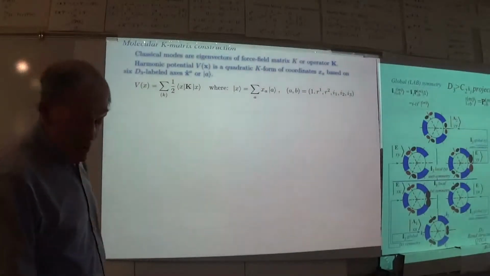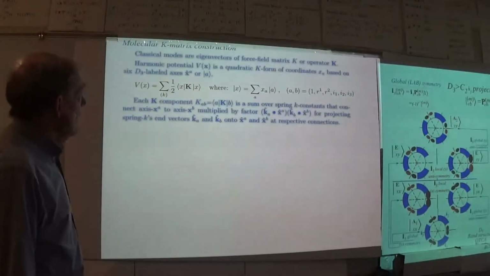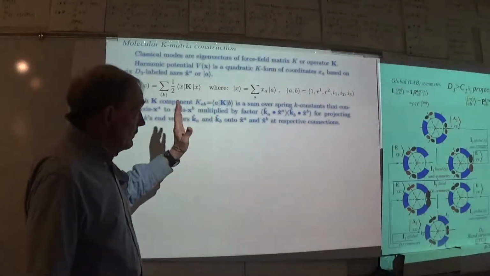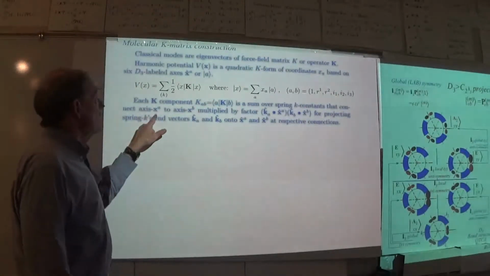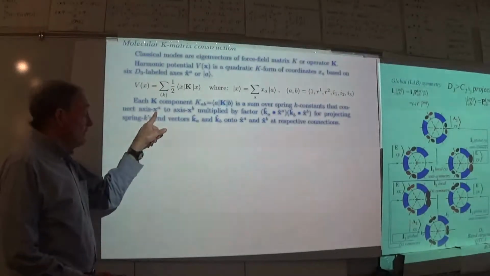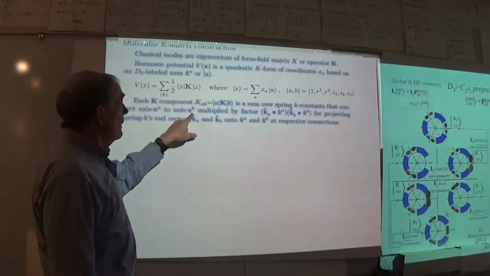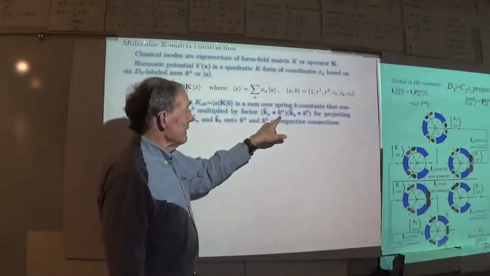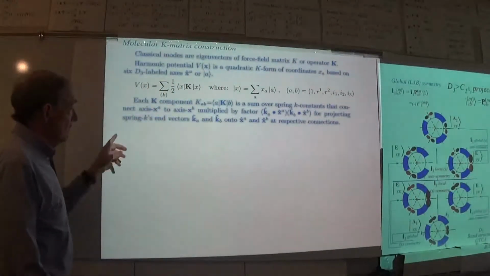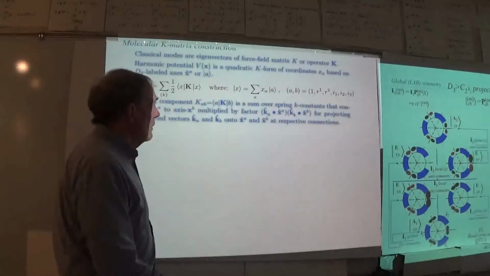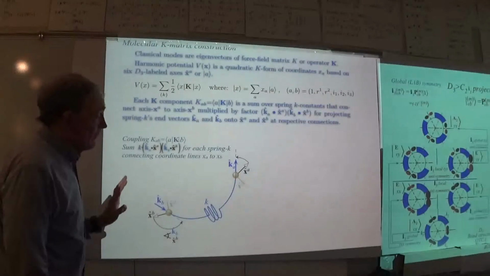I think we started off with that when we discussed CN symmetry. And each K component is a sum over spring constants that connect, say, a coordinate axis, perhaps a Cartesian coordinate axis, that's what we'll use here all the time, and some other axis. And then it's multiplied by a factor that is the two dot products, the direction cosines, basically, of the spring to the coordinates. And this is the thing that's new here.